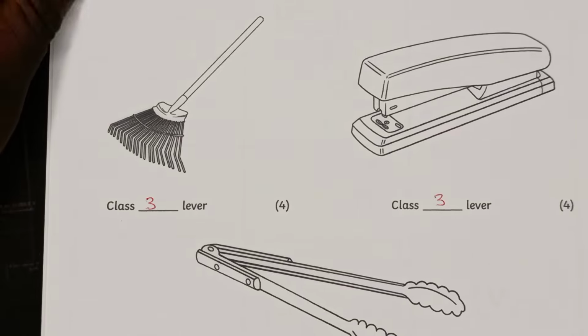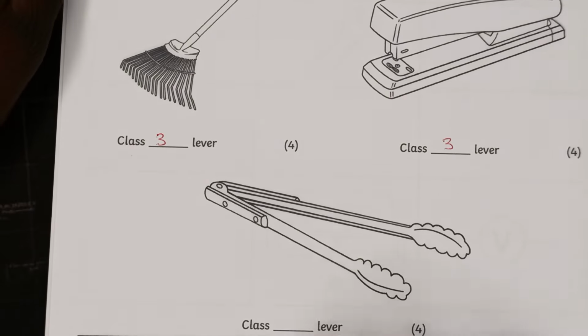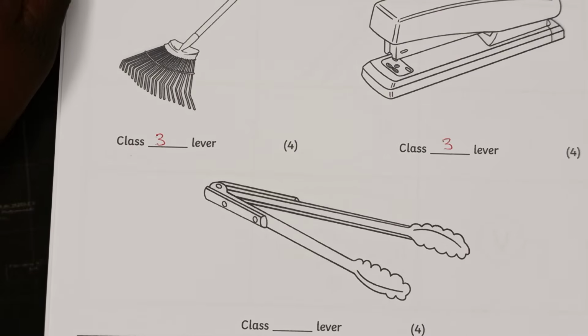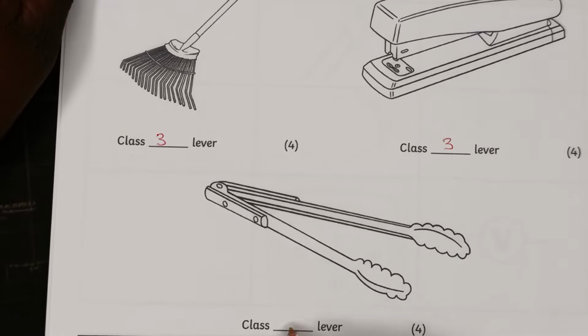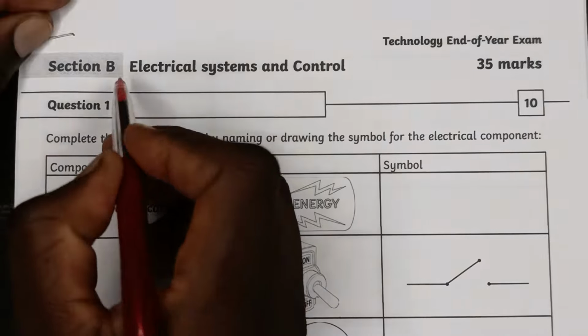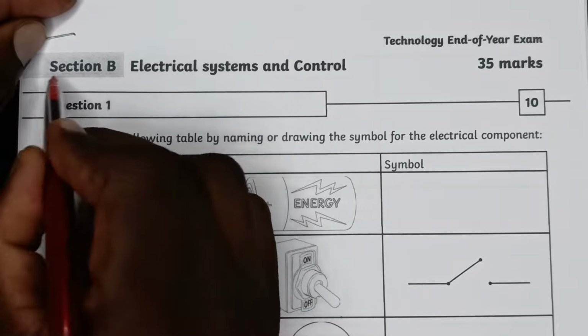And the last one we have here are these tongs. Which class is this one? It is class 3 as well. So now we are at section B.